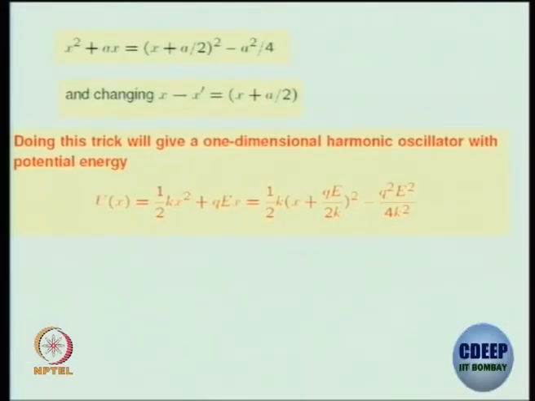What happens to the wave function? The wave function will have a peak earlier at x equal to 0 in the absence of electric field. In the presence of electric field, it will get shifted. It will be shifted by qE by 2k. Do you need to work out the solution? No need. If you know the harmonic oscillator solution, you can do this trick of completing the squares, and then you can read off that the wave function will get shifted. The peaks of the wave function, wherever it was, it will shift, or the whole wave function is shifted actually.